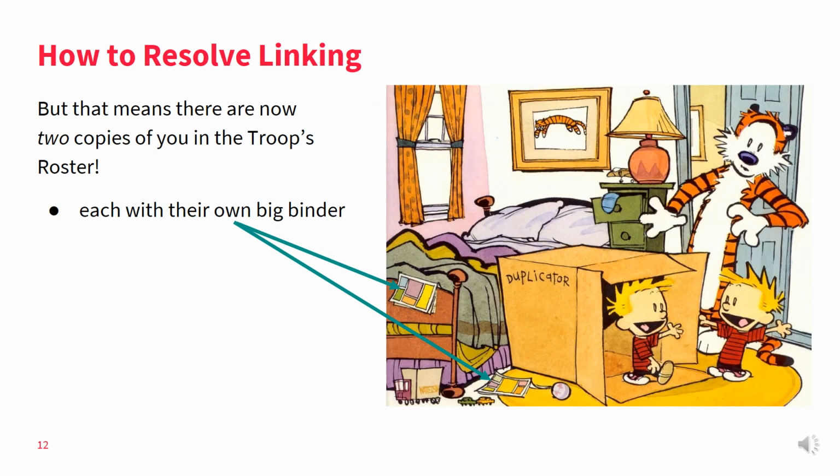But as a result of being moved up twice, the troop is going to discover that there's now two copies of you in their roster. One was created on May 13th at the advancement ceremony, and the other was created at the end of June when you finally left the pack. And each of those copies has their own big binder that contains slightly different information.